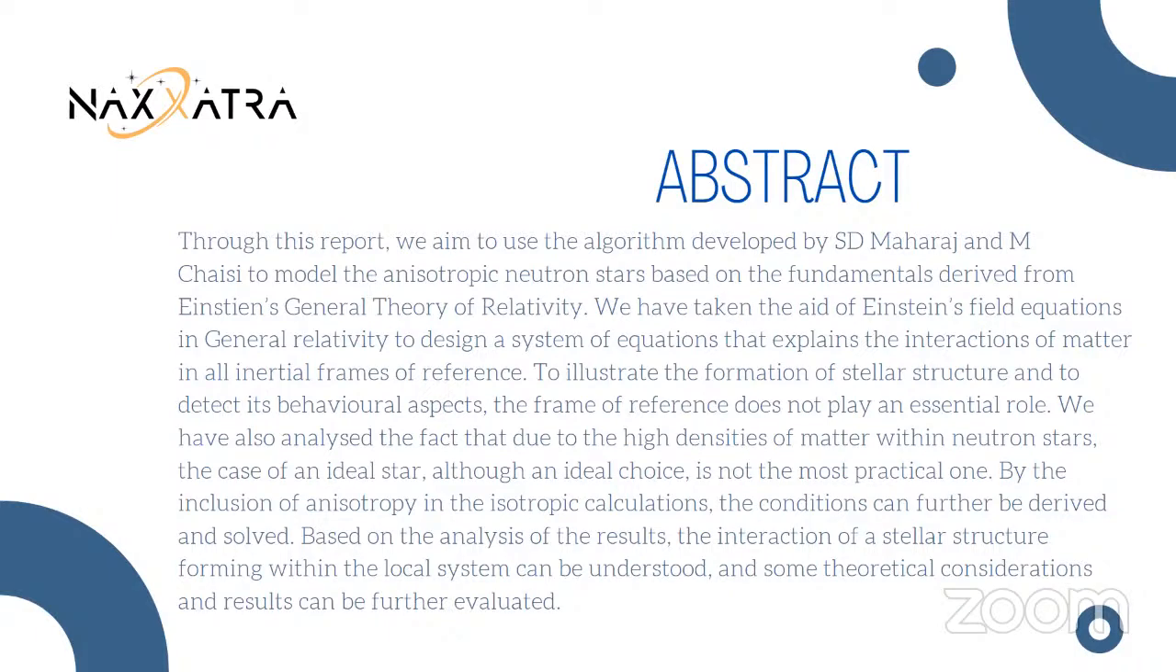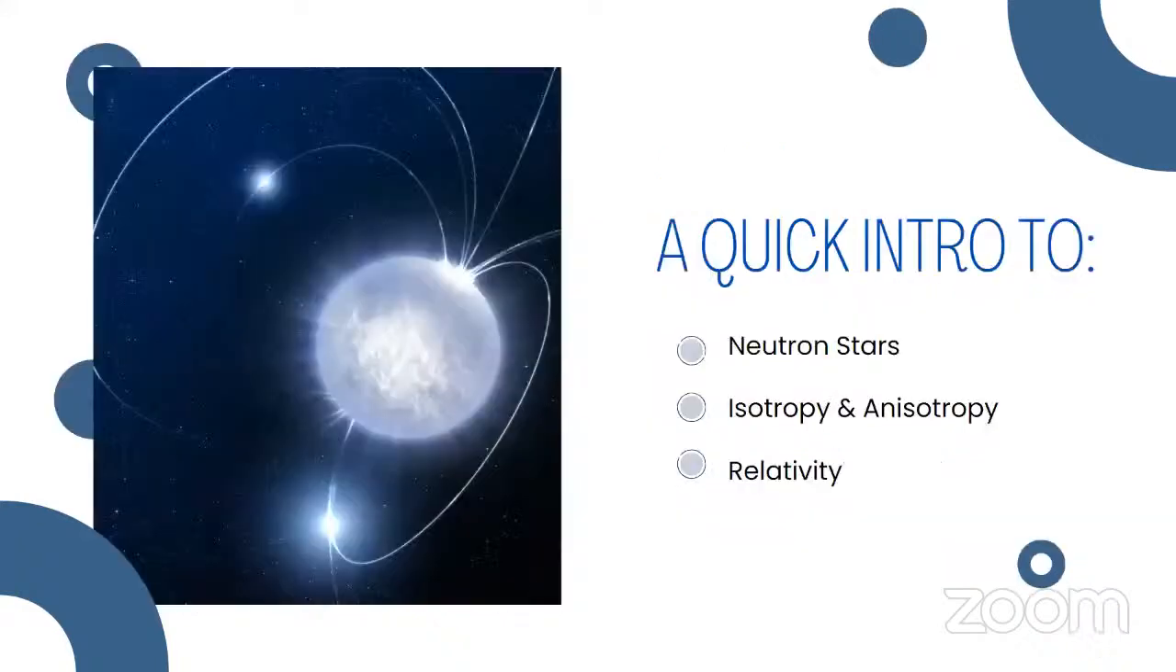However, through our discussions, we found out that understanding how the conditions are in ideal cases, we may be able to further strengthen our knowledge of the practical cases. Through inclusion of the anisotropy in the isotropic calculations, we found out that these conditions can further be derived and solved. Following our analysis and comparison of the results, we found out that the interaction of the stellar structure forming within the local system can be understood, and theoretical considerations and results can be further evaluated.